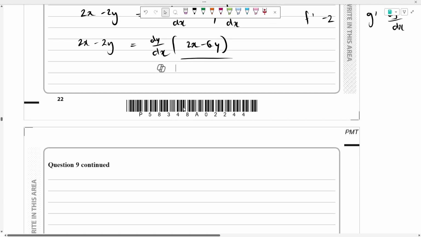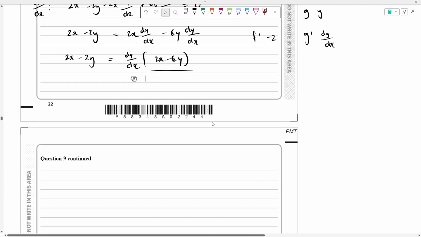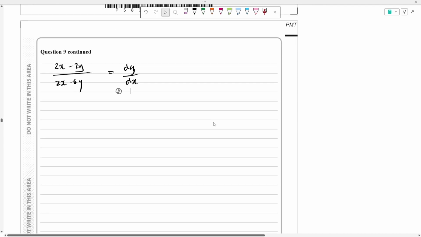So I end up with, I'm going to go to the next page, 2x minus 2y all over 2x minus 6y is equal to dy by dx. And then I'm going to divide by 2 because we have a factor of 2. So x minus 3y over... is equal to dy by dx.